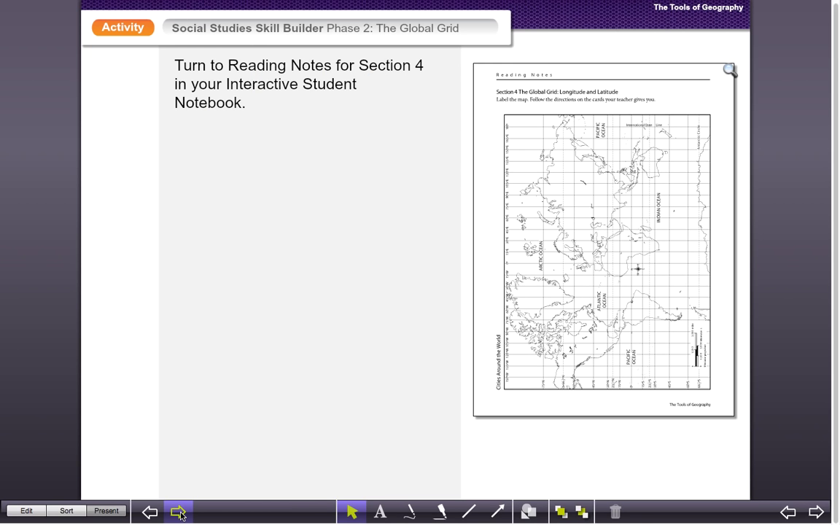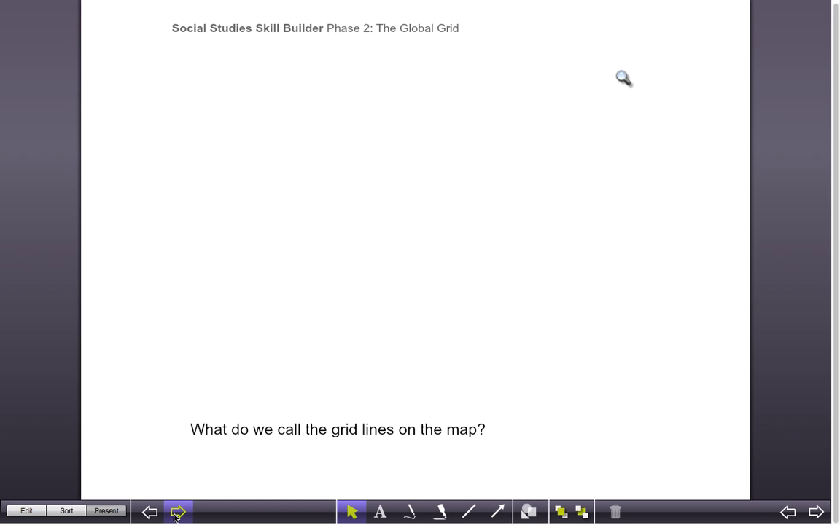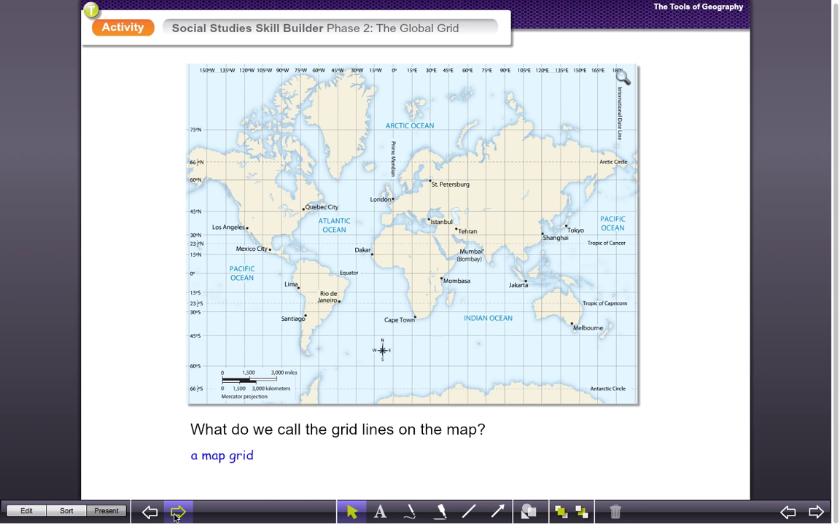So what we're going to do now is you're going to turn to your reading notes for section 4. It's essentially the second one in your packet. It says section 4, the global grid, longitude and latitude. And you're going to look at the questions, and you're going to be marking up this map the same way that you did with the first map for section 3. Okay? And you want to make sure you read your reading notes for section 4 in order to make this happen.